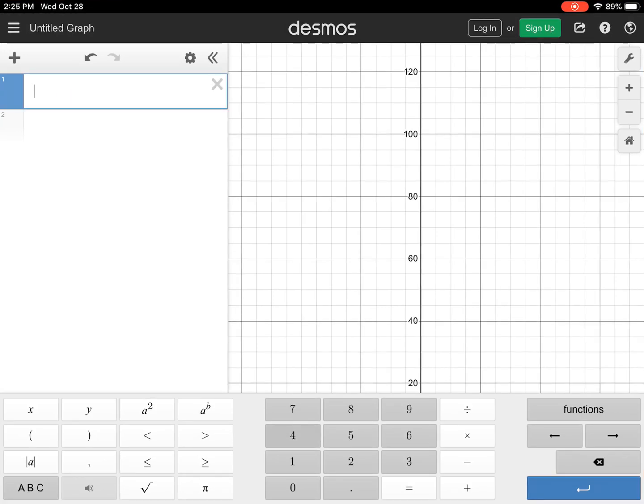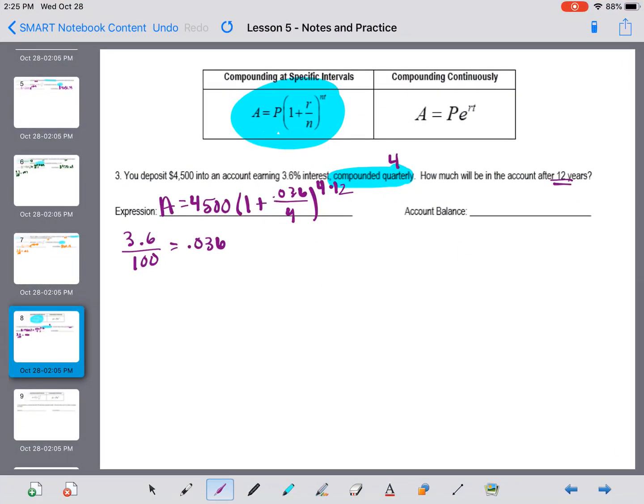So type it in. So 4,500 times 1 plus 0.036 divided by, again, that's the only one that has the fraction bar. Click out of the denominator. Raised, make sure you put this in parentheses, 4 times 12. And there will be $6,918.13 roughly in your account. Again, round to 2 decimal places because we're dealing with money. So $6,918.13 for our answer.